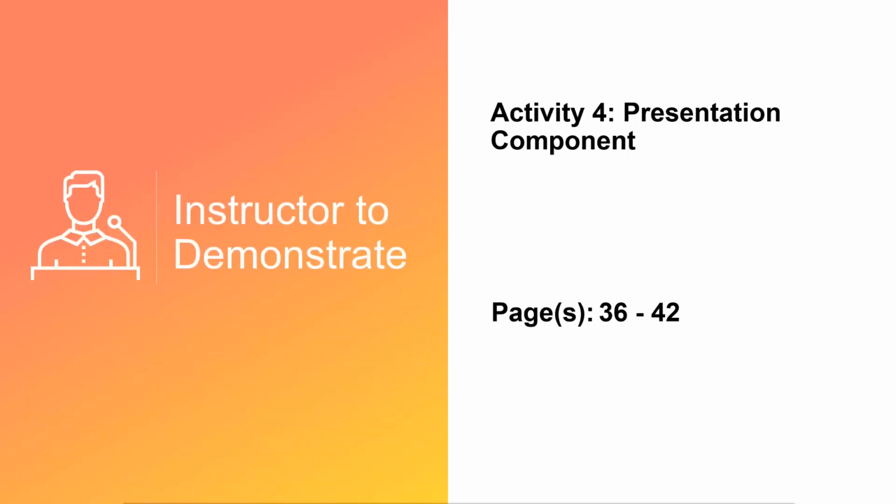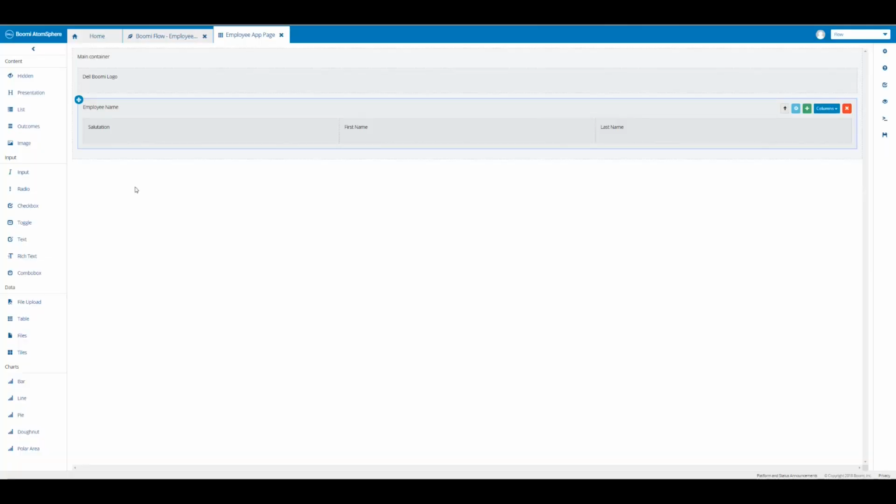In this activity, we will be working with the presentation component and the employee app page layout to continue building our BoomiFlow employee app. Now, here we are on our employee app page layout, and we're going to find the presentation component here on the left-hand toolbar. We're going to click and drag and drop this into our Dell Boomi logo container. You can see that the Dell Boomi logo container is shaded purple when we have the component over it.